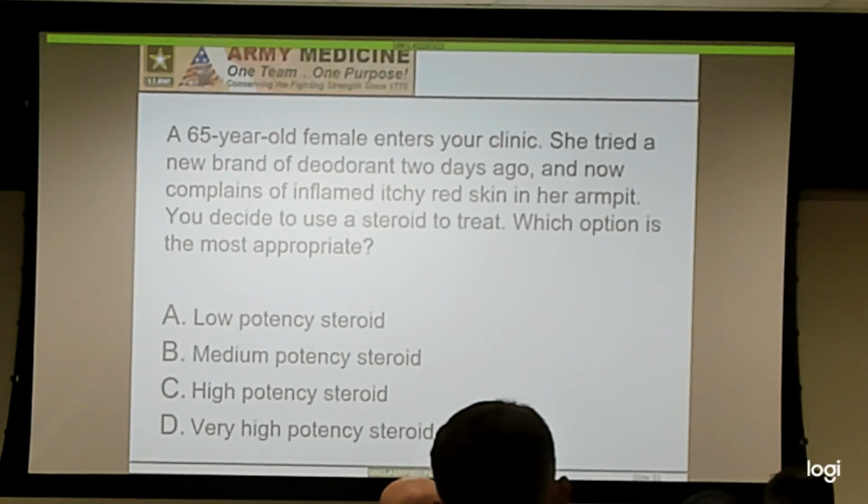Armpit. What if I would have told you it was a 20-year-old male and it was in his groin area? Same. Okay, good job.